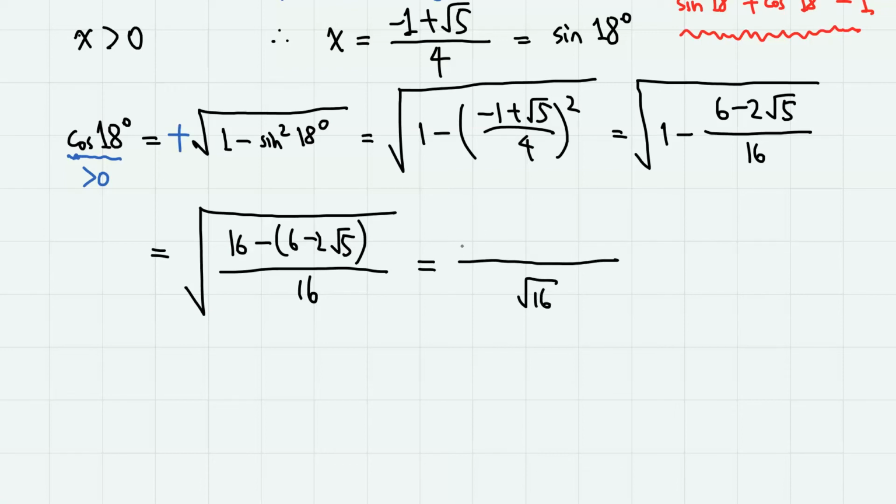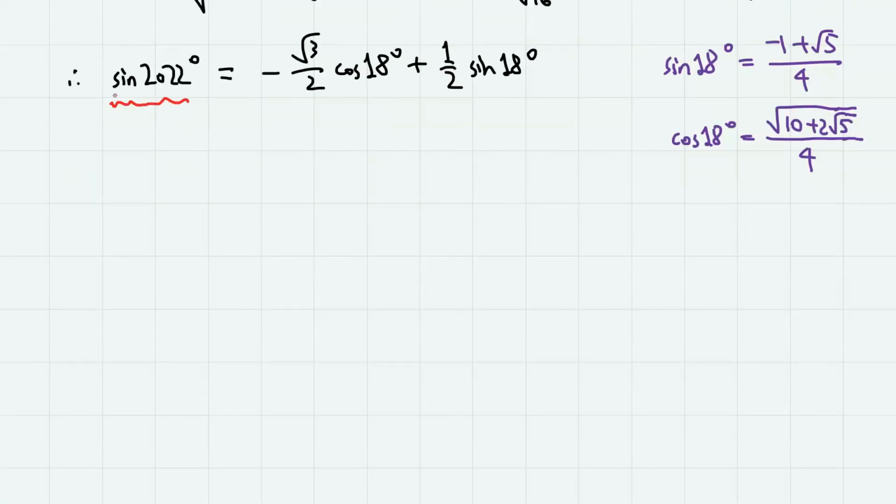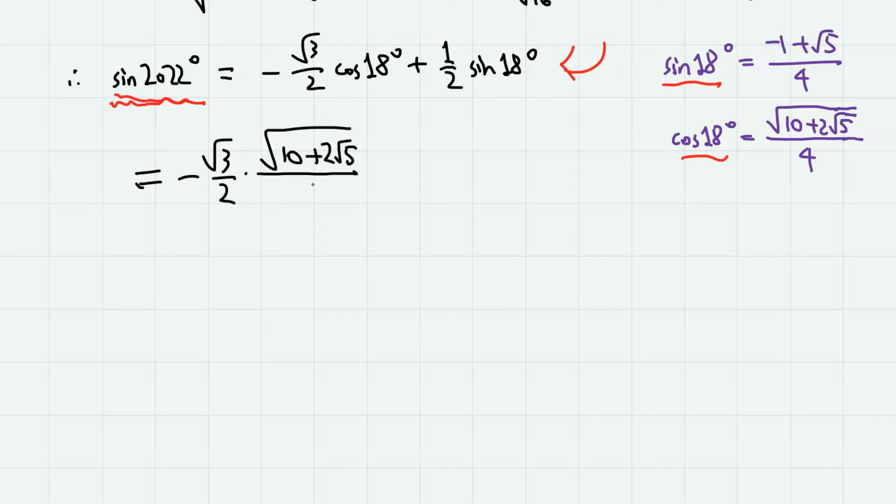So if we simplify the numerator, we have 10 plus 2 square root of 5, and the denominator becomes 4. So we obtain square root of 10 plus 2 square root of 5 over 4 as the cosine 18 degrees. Now, sine 2022 degrees can be expressed like this. We have already calculated this. And using these values of sine 18 degrees and cosine 18 degrees, we obtain minus square root of 3 over 2 times square root of 10 plus 2 square root of 5 over 4 plus 1 over 2 times minus 1 plus square root of 5 over 4.